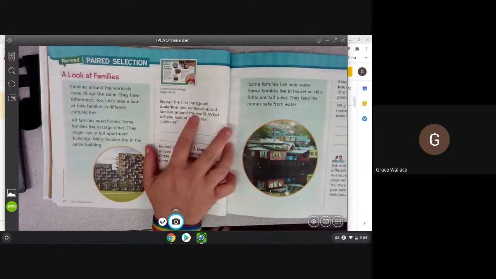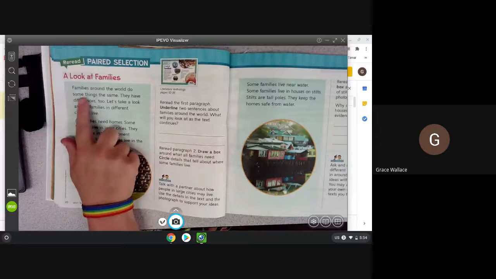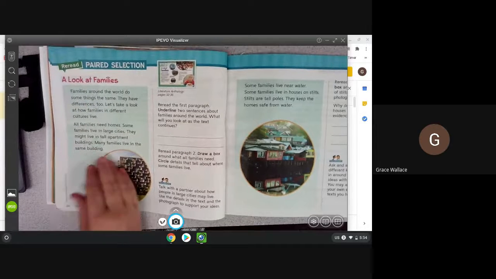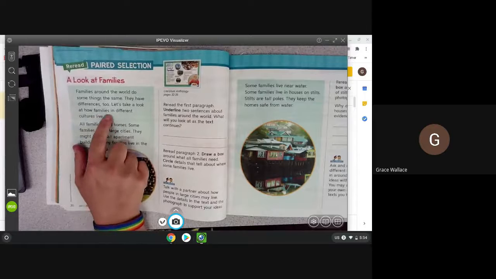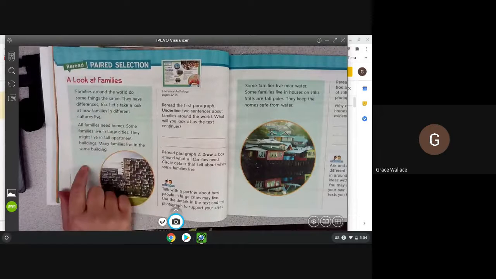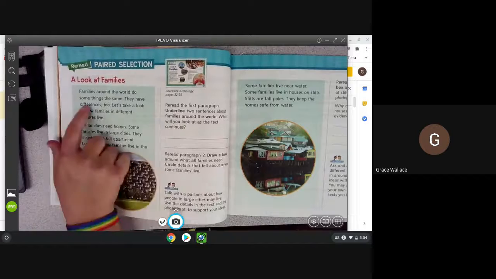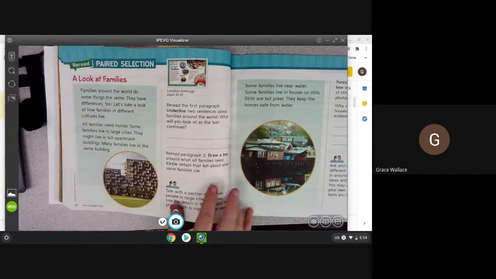So let's write 2 sentences about families around the world. So find 2 sentences where it talks about families around the world. And what's this next paragraph going to look like? Here's a hint. This last sentence told us. What's that next paragraph going to look like? I want you to underline 2 sentences and then write that in the blanks.